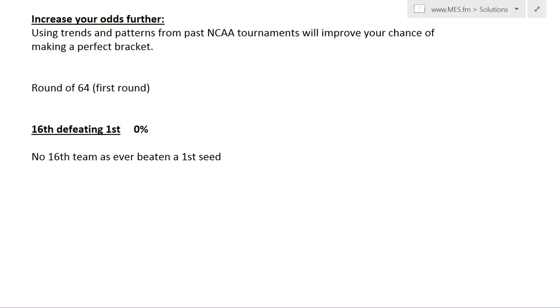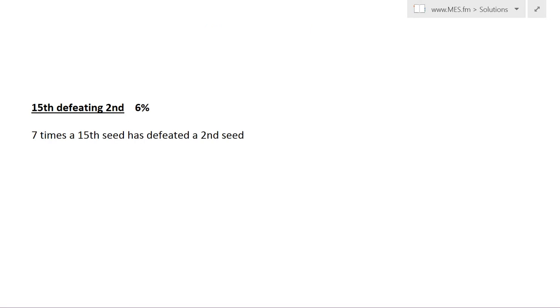What you can do is increase your odds by using trends and patterns from previous NCAA tournaments. For example, I have one here. In the round of 64, this is the one we did prior: 16th defeating first is actually 0% chance. It's never been done. But when you look at this one over here, 15th defeating second only happens 6% of the time. Seven times has it happened in 30 years of this tournament. So that'll help you make your bracket and actually increase your chance of making a perfect one.